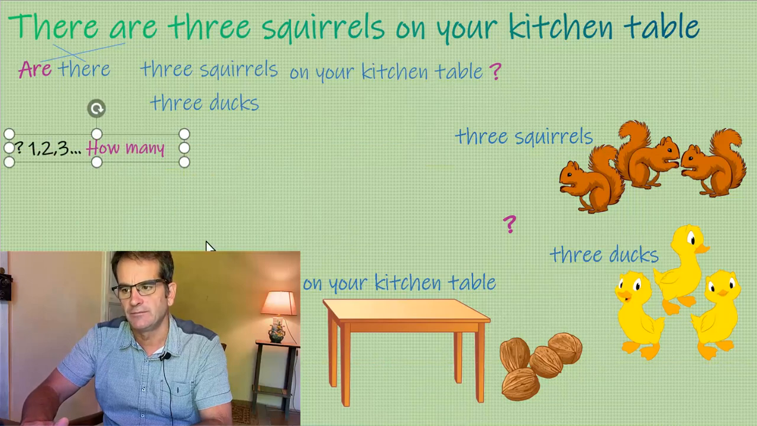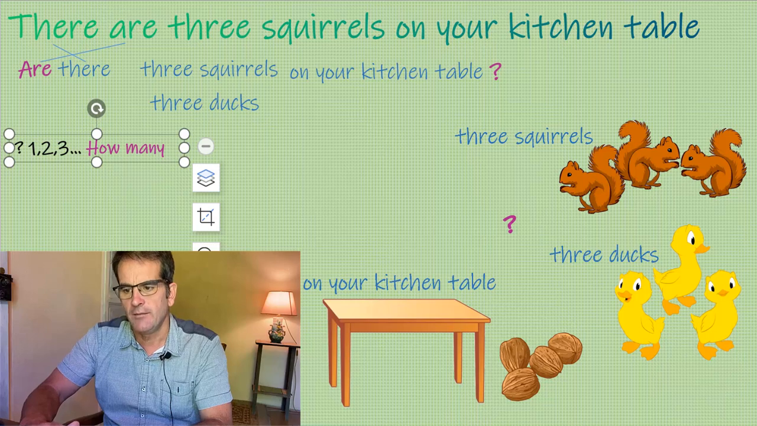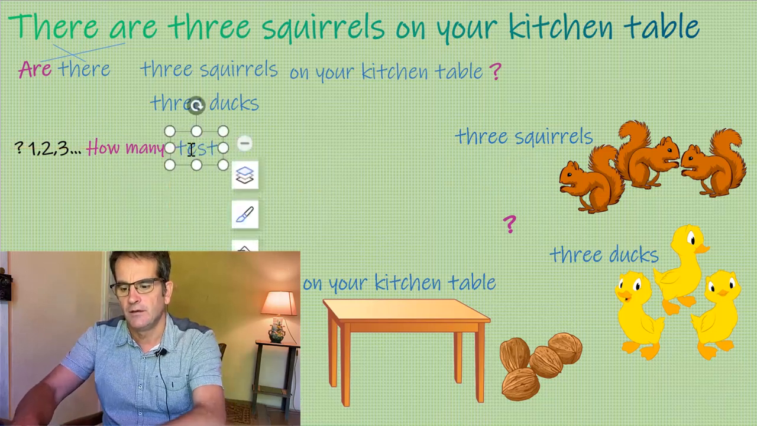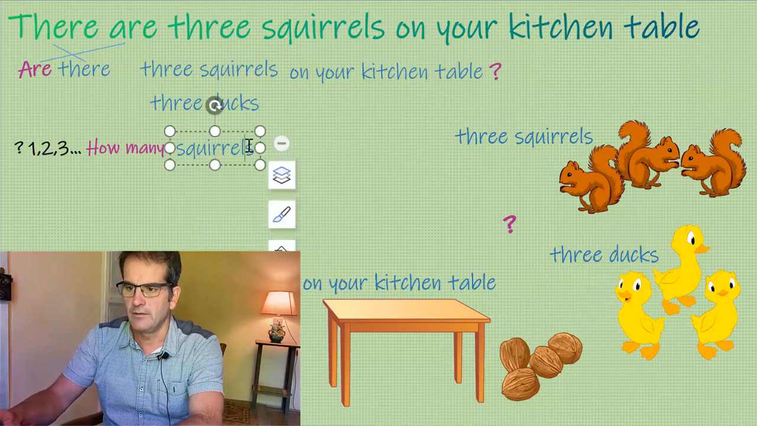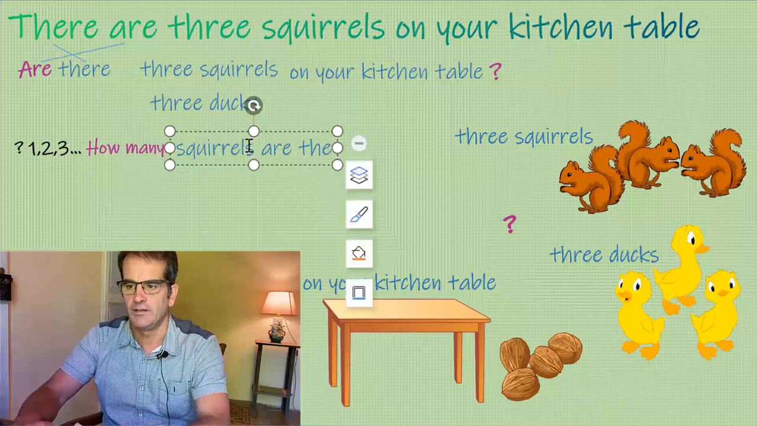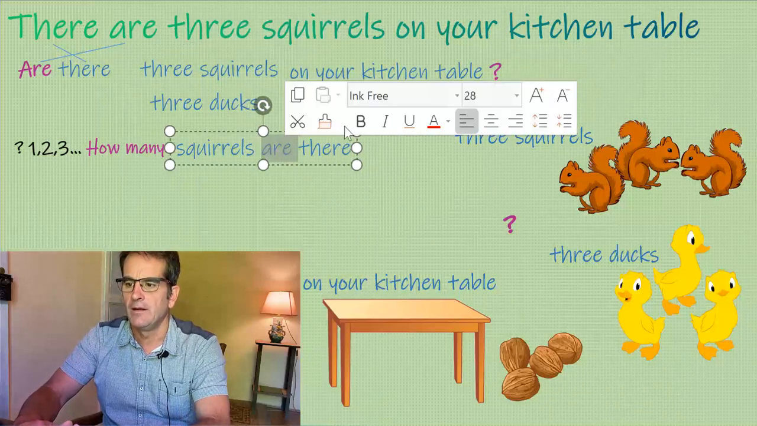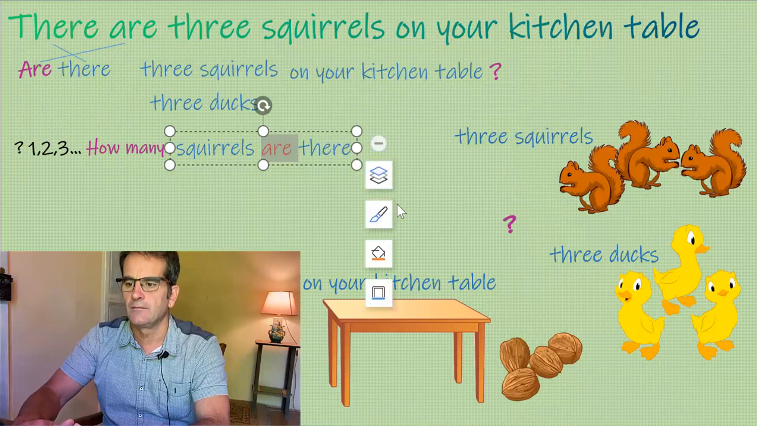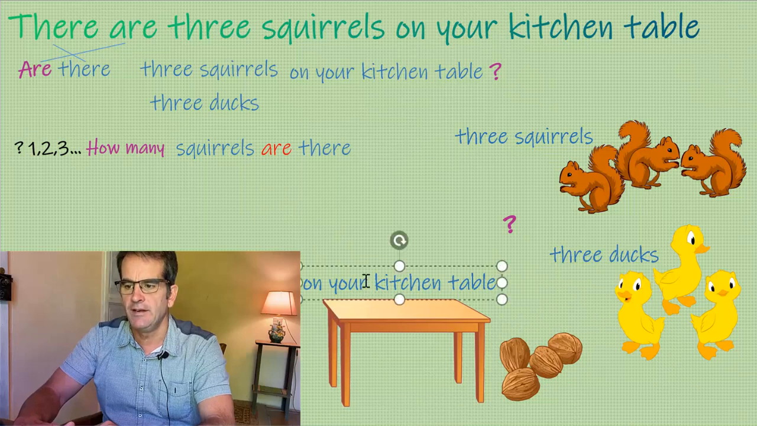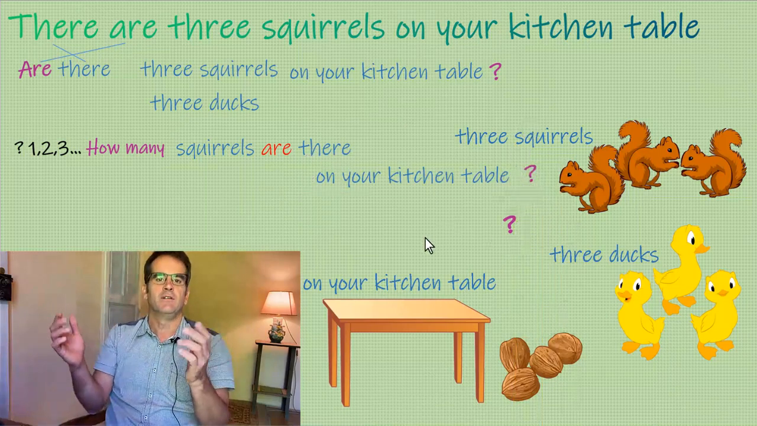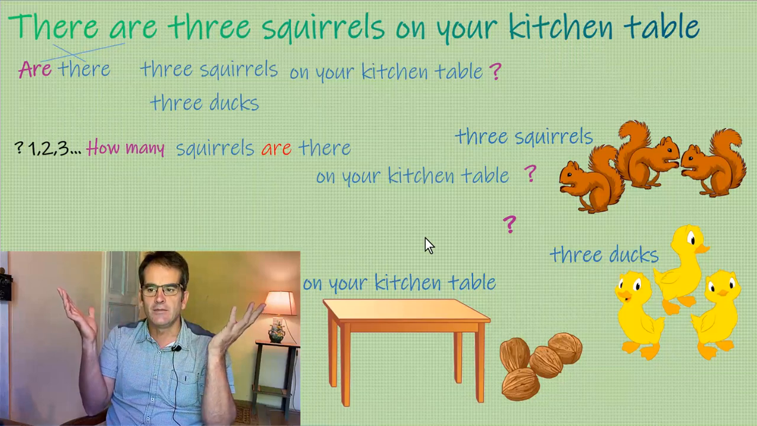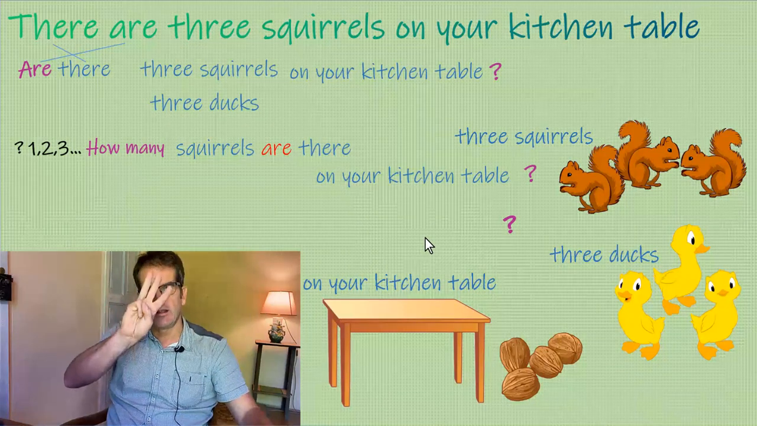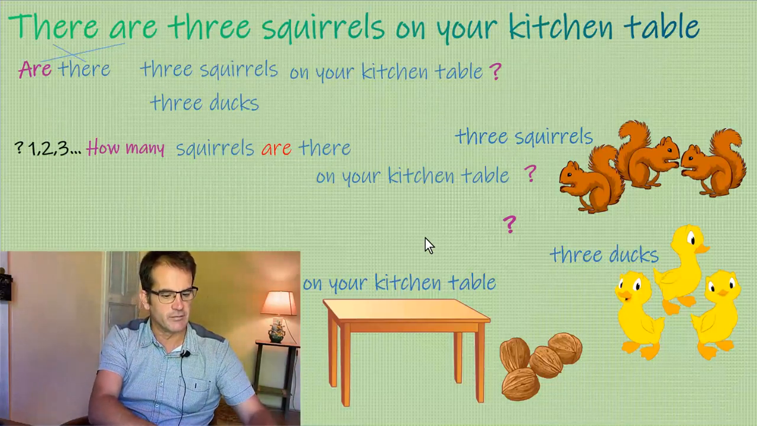So, how many squirrels are there? Question. All right, so how many squirrels are there on your kitchen table? One squirrel, two squirrels, three squirrels, four squirrels. How many? Well, there are three squirrels on your kitchen table.